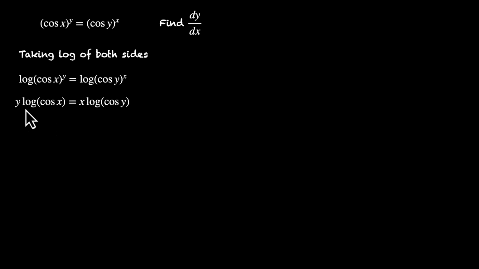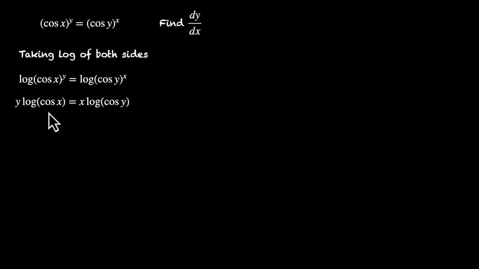This is y times log of cos of x. This is a compound function, but these are two functions, y and the other one is log of cos of x. So we'll differentiate one keeping the other constant, and then we'll differentiate the other one keeping the first one constant. So we'll use product rule here. We'll use product rule here as well. We have x and the other function is log of cos of y.